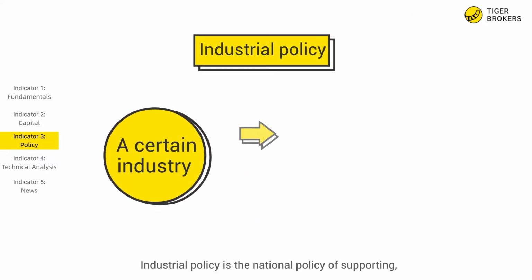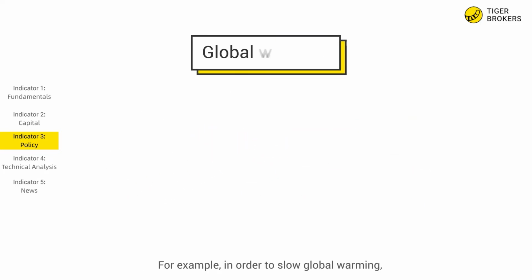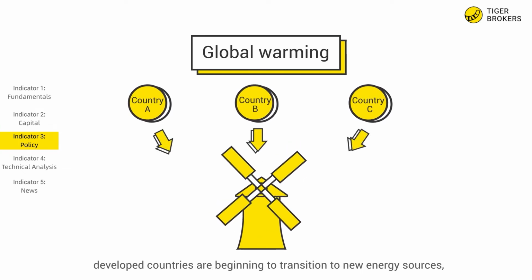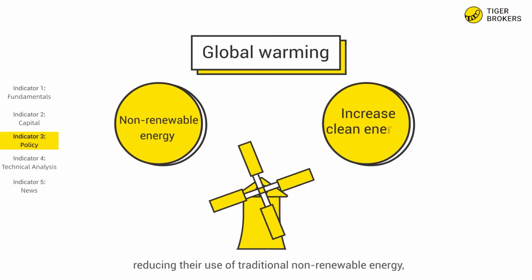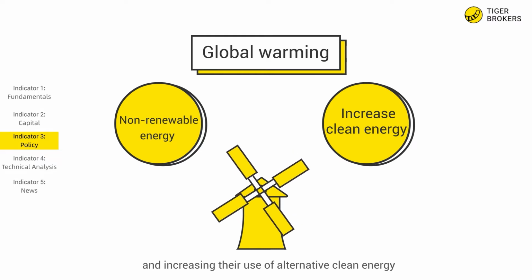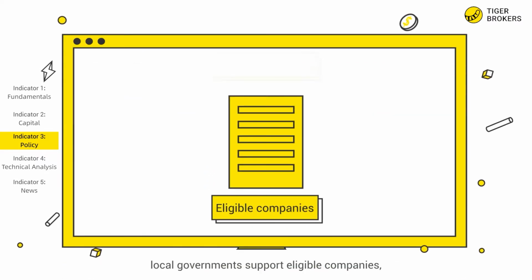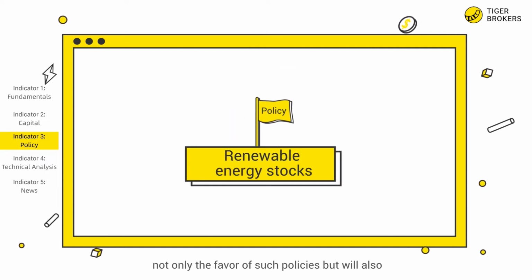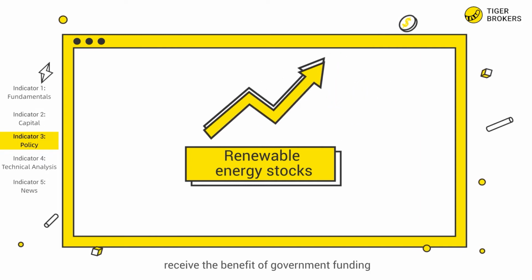Industrial policy is the national policy of supporting or restricting the expansion of certain industries. For example, in order to slow global warming, developed countries are beginning to transition to new energy sources, reducing their use of traditional non-renewable energy and increasing their use of alternative clean energy. With these policies in place, local governments support eligible companies, and many renewable energy stocks will enjoy not only the favor of such policies, but will also receive the benefit of government funding.